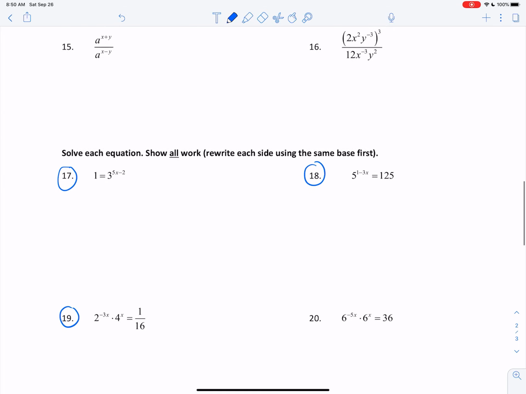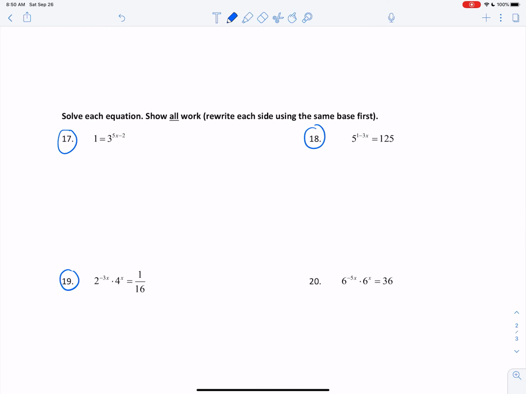Alright, scrolling down, the next question I had was 17. So we're solving the equation. We want to make sure we show all work, and we rewrite each side using the same base first. So how do we do that with 17 when we have 1 on the left side? 1 equals 3 to the 5x minus 2. Can I write 1 as a power of 3? There's no way to rewrite that power on the right side as anything else, so can I write 1 as a power of 3? And if you remember your exponent rules, a to the 0 equals 1.